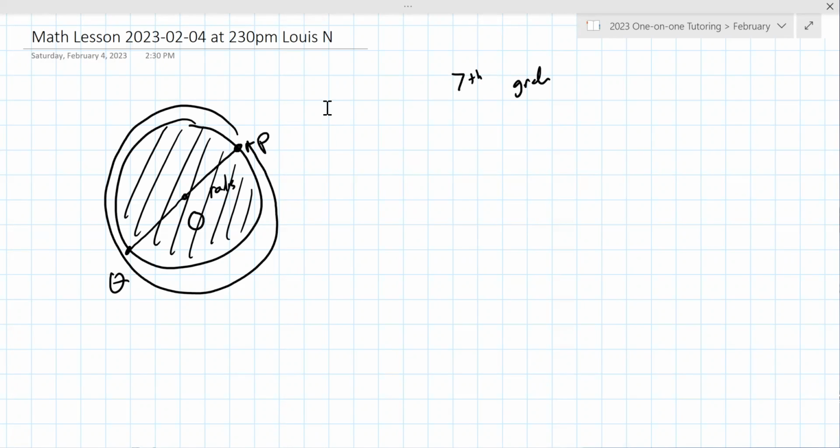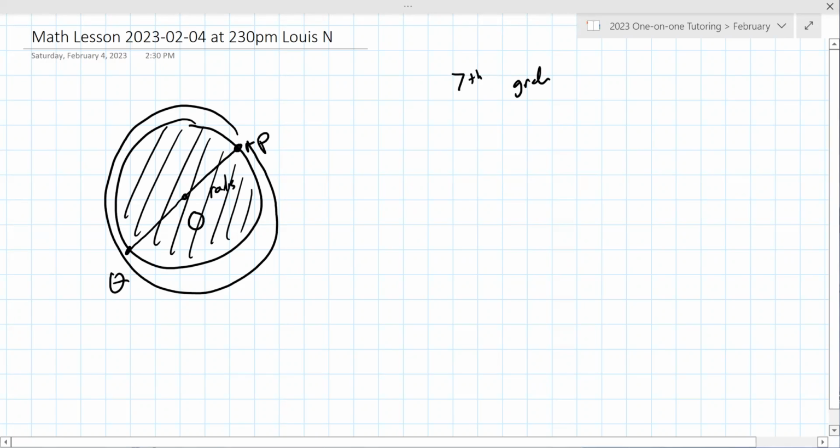Can you give me a little more information about what you're struggling with with circles? During the test, I kind of blanked out on how to do area for circles. Okay. All right. Got it. So let's work on some basic questions that you already probably know the answers to.